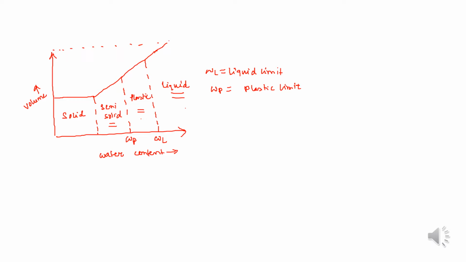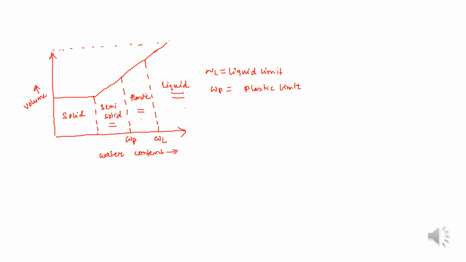Now, up to this semi-solid state, we see that from the liquid to the plastic to the semi-solid, the volume of the total soil has decreased. However, up to this semi-solid state, the soil still remains fully saturated, and any reduction in the volume of water will result in an equal reduction in the volume of the soil mass.